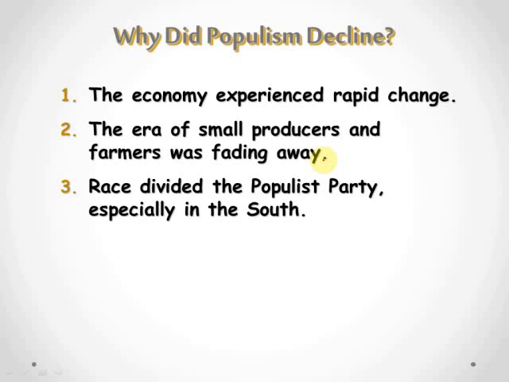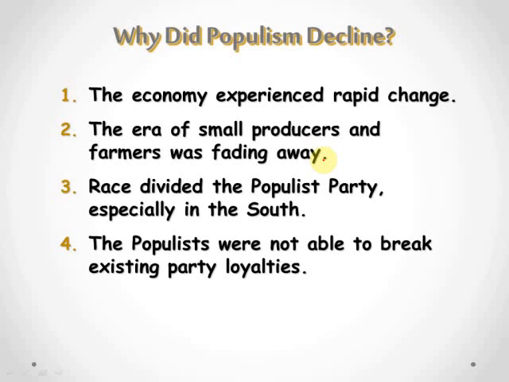3, race divided the Populist Party, which means who did they not include? Blacks. Racism, yo. 4, the Populists were not able to break existing party loyalties. People were already loyal to who? Who were they already loyal to? Who were the existing parties?